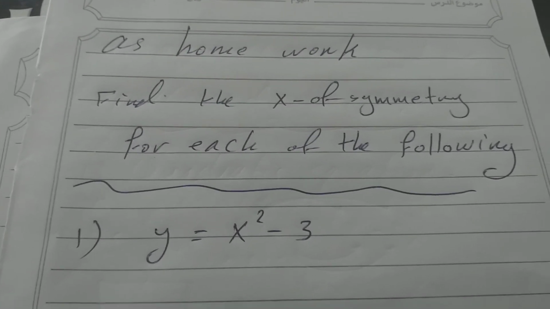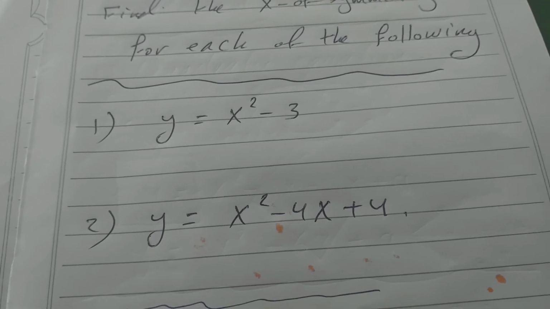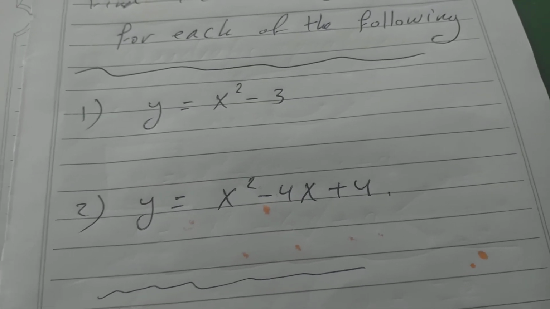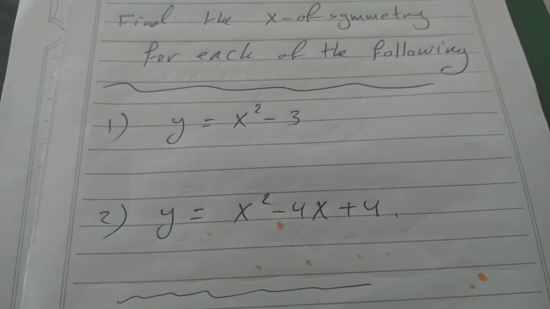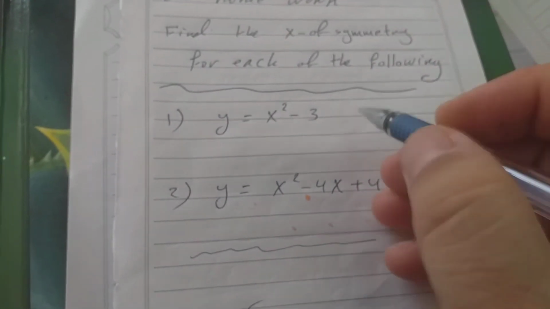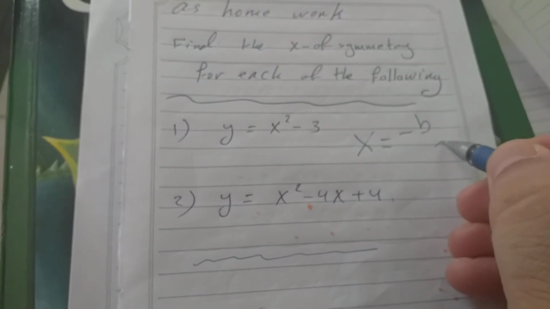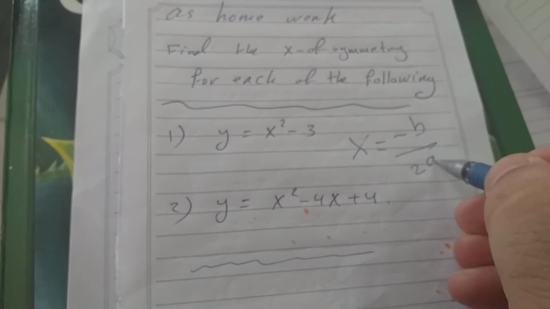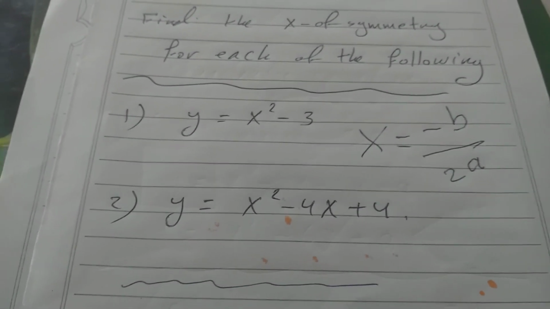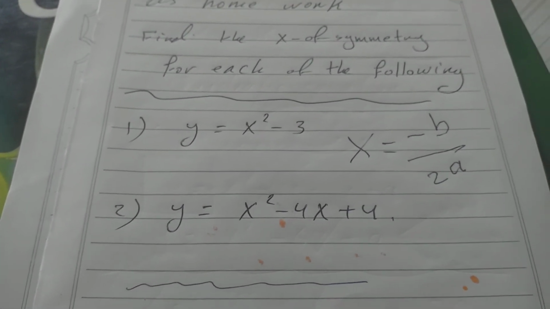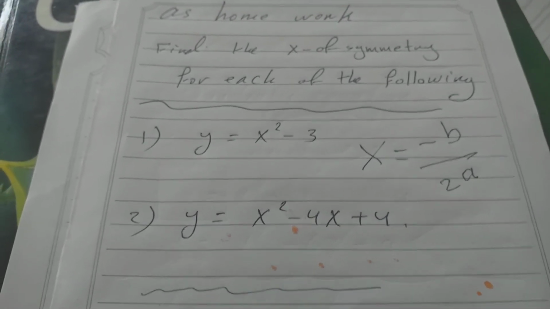To make sure that we get the point of this lesson, I will ask you to solve these two questions as homework. Find the x of symmetry for each of the following: y equals x squared minus 3, and y equals x squared minus 4x plus 4. Of course, keep using x equals negative b over 2a. So first you have to determine what a is, what b is, and what c is. I don't need c, we need a.